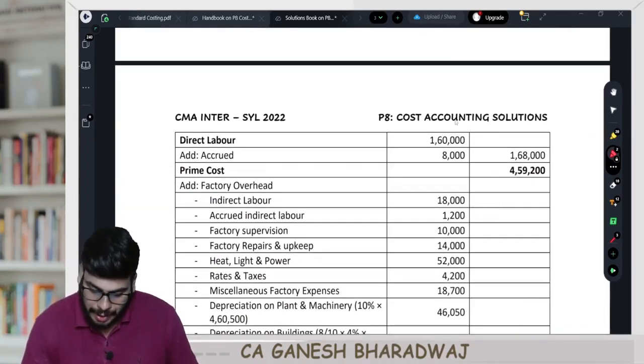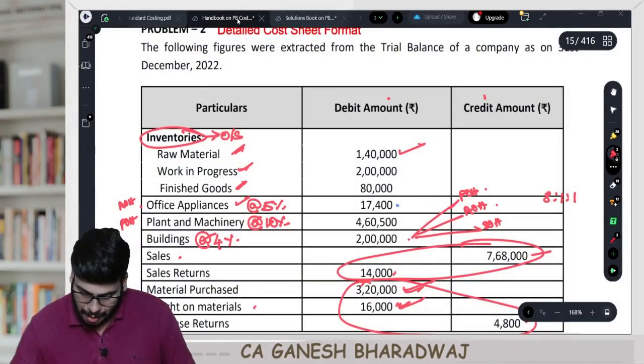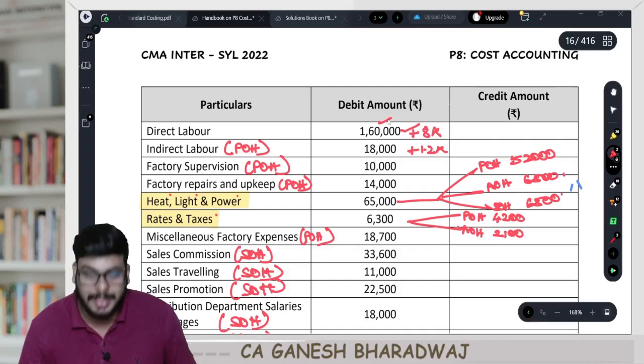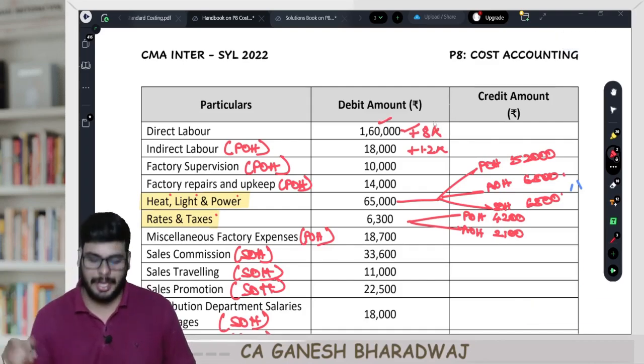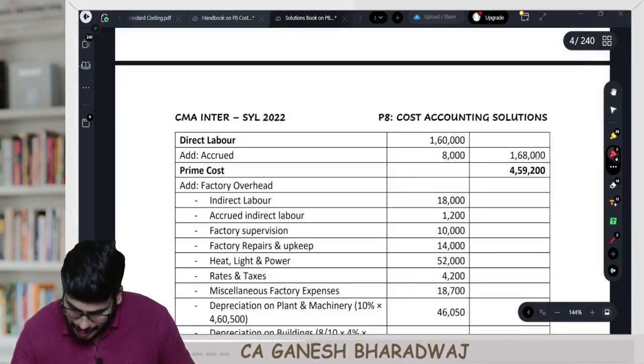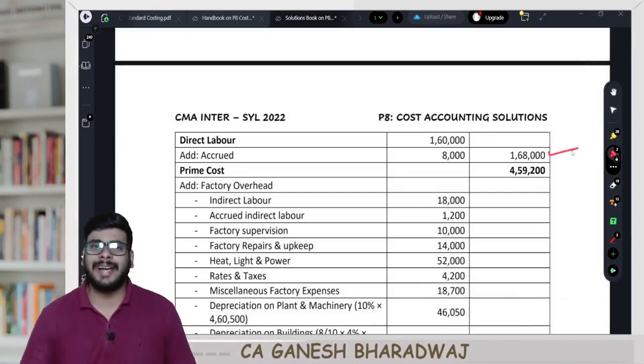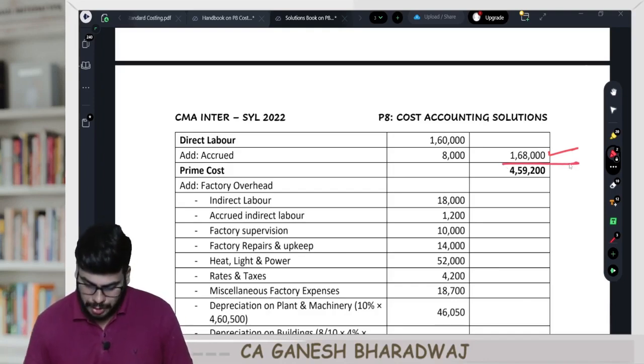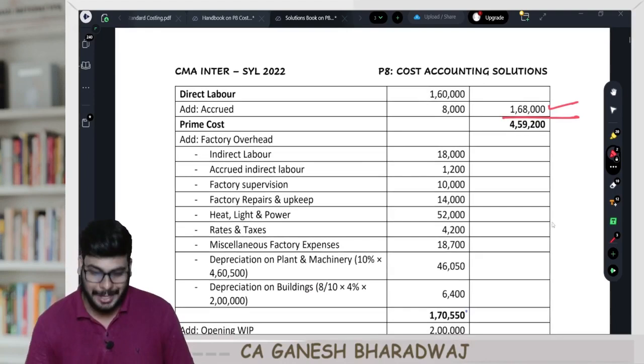Now, over and above that, what you should do? Direct labor. How much is direct labor? Tell me the figure. It's 1,60,000 plus 8,000 accrued they have given. Correct. So it's going to be 1,68,000. Now, direct expense in this question is not there. You can leave it. That's about it. Clear with this. You get your prime cost. Now, to this prime cost, you need to add your factory overheads.